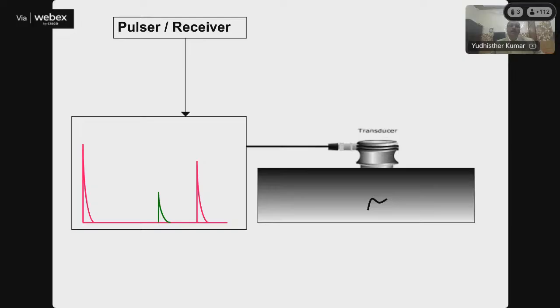Suppose there is a defect in the material, so we will also receive a reflected signal from the defect. This shows the reflected signal from the defect, or defect echo. This is the back wall echo, the echo received from the back surface of the test object.